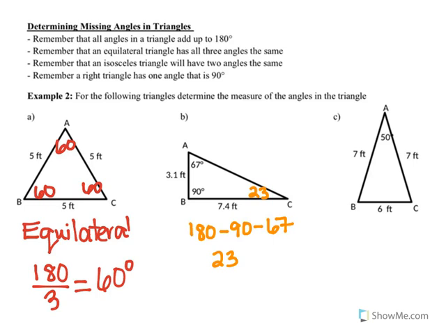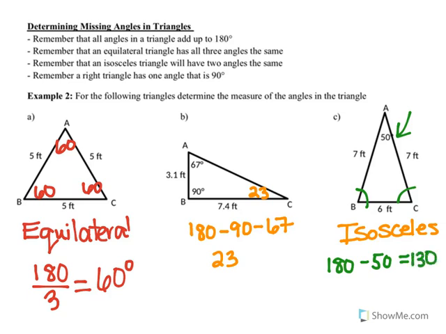And our last one is an isosceles triangle, and I can tell because we have two sides that are the same, which means that my two remaining angles have to be equal. So I'm going to take 180 and subtract this angle to get 130. And then this 130 has to be split equally amongst the two angles. So each of these angles is going to be 65 degrees. So just be careful what type of triangle it is. It might help you determine what you're going to do.